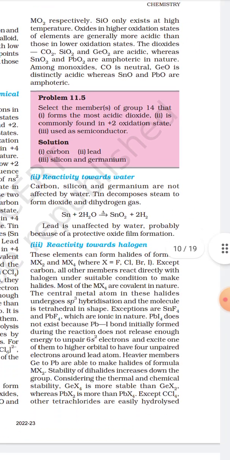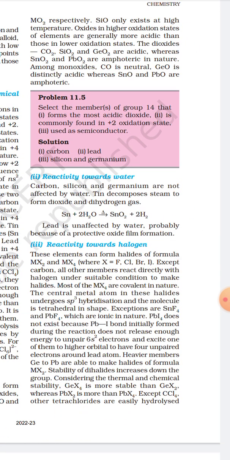Reactivity towards halogens. The elements can form halides of the formula MX2 and MX4. Except carbon, all the other members react directly with the halogens under suitable conditions to make halides. Most of the MX4 are covalent in nature. The central metal atom in these halides undergoes sp3 hybridization and the molecules are tetrahedral in shape. Exceptions are SnF4 and PbF4, which are ionic in nature.